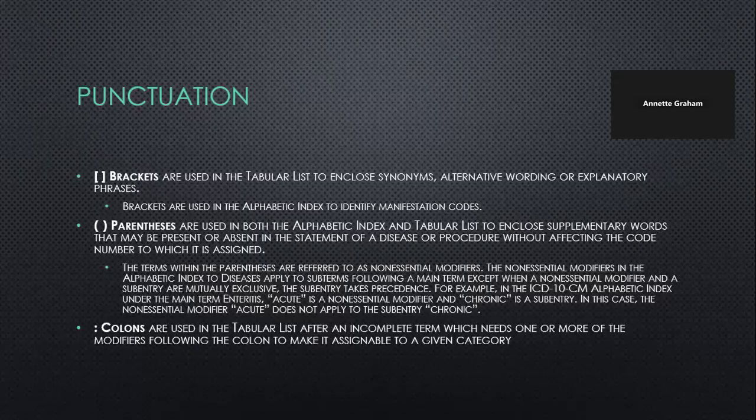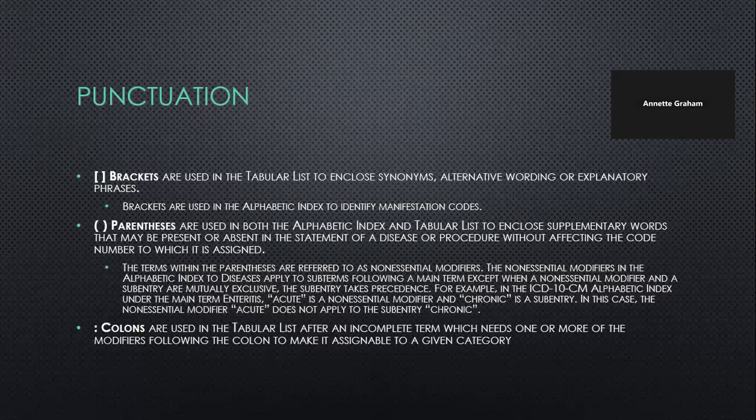So next we have our parentheses. As mentioned, these are your rounded enclosures. These are also used in both the alphabetic index and the tabular list. This is to enclose supplementary words that may be present or absent in the statement of a disease or procedure without affecting the code number to which it is assigned. So basically, it's just giving you additional information, supplementing additional words to help you with the diagnosis you are picking.